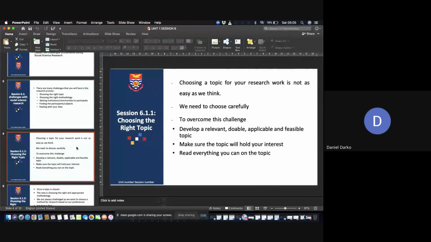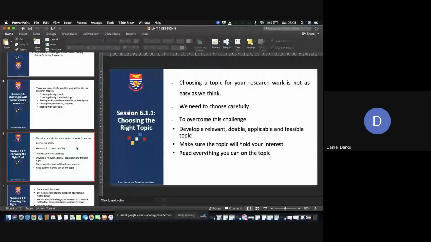So in choosing the research topic, it's not easy. It's challenging. Choosing a topic for research is not as easy as we think. We need to choose carefully, simply because we have to choose a research topic that is feasible, a research topic that is interesting. People would want to read or pay attention or be involved in it. So choosing a research topic is not as easy as we think.